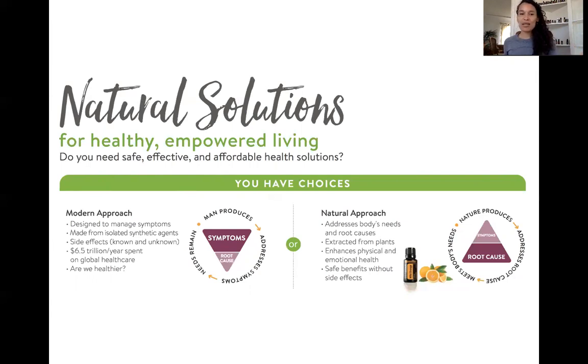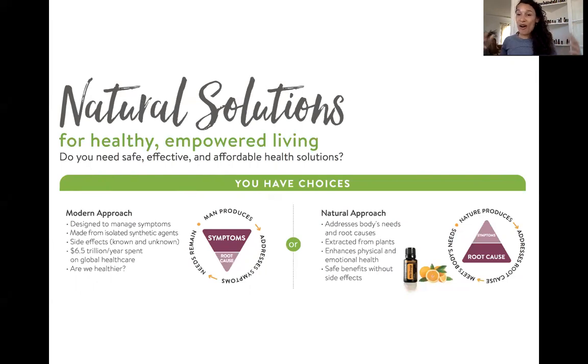They address our symptoms, but the needs remain. They don't really address the root cause. They're made from isolated synthetic agents. Are we healthier with all this money that we're putting into modern care? No, right? Everybody's in agreement.